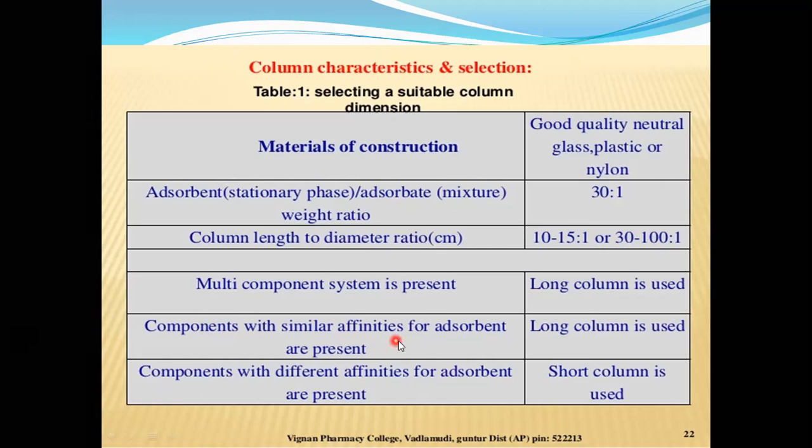Next, components with similar affinities to our adsorbent are present. That means, see, the adsorbent is polar in nature and our components are polar in nature. At that time also we require a long column. And for components with different affinities for the adsorbent, that means if our adsorbent is polar and the mixture is non-polar, at that time we can use a short column. Short column means the length should be 10 to 50 millimeters or centimeters. So the selection of the column depends on the nature of the adsorbent and adsorbate.